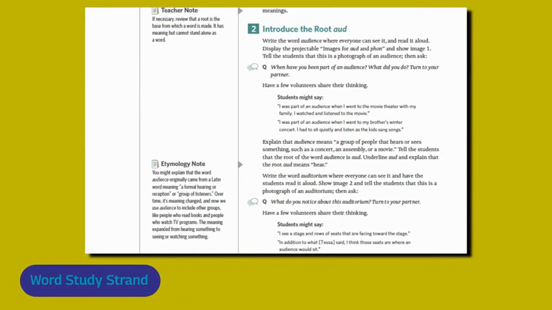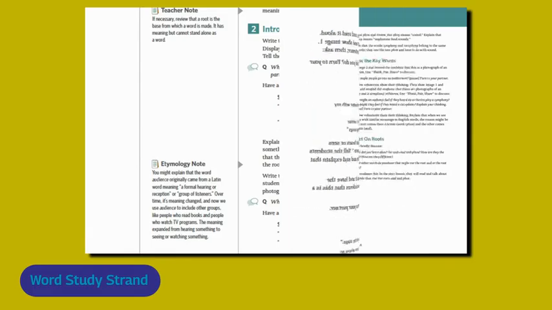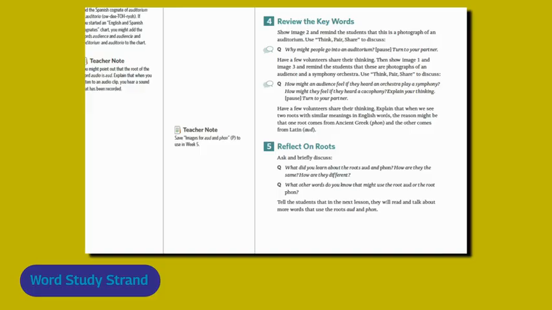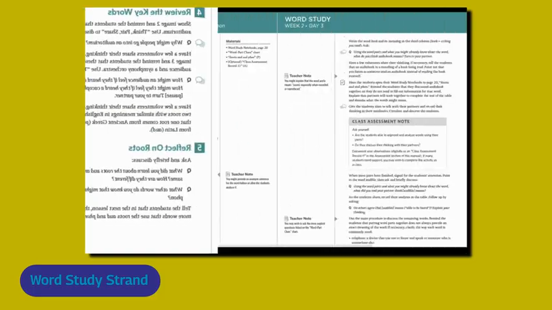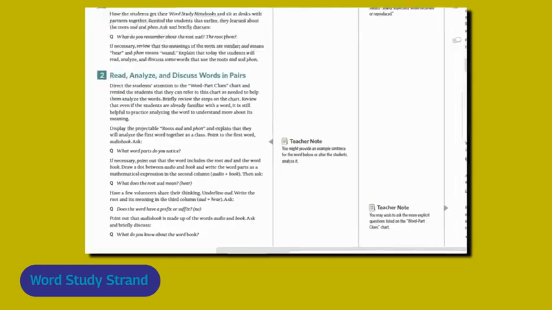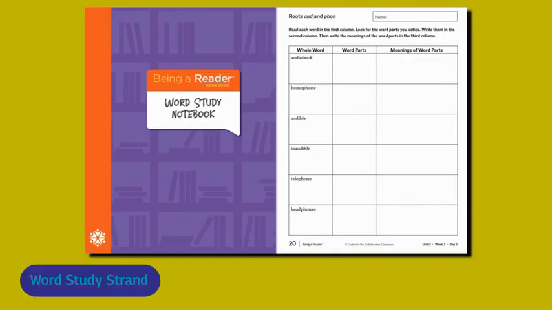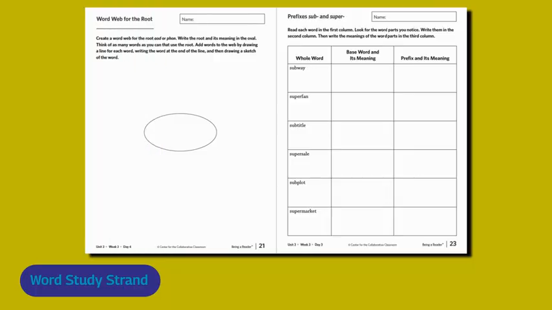The word study strand consolidates word analysis skills by focusing on morphology, including prefixes, suffixes, and roots, as well as syllable types and vocabulary building. This strand also includes guided spelling to help students apply their learning to their own writing. Students use the word study notebook for weekly spelling, word sorts, and vocabulary activities.